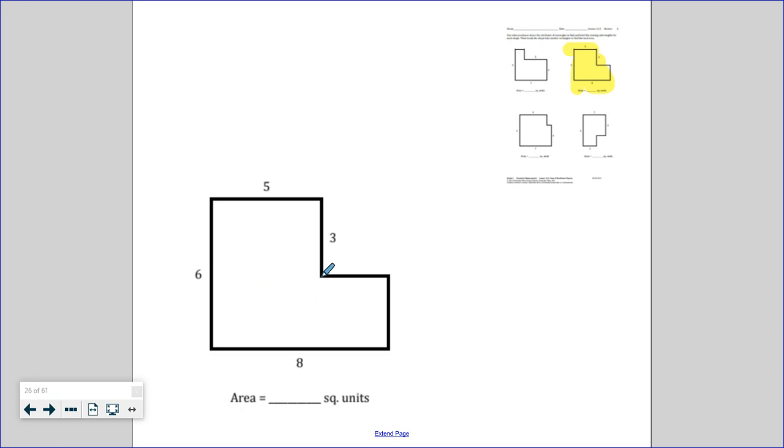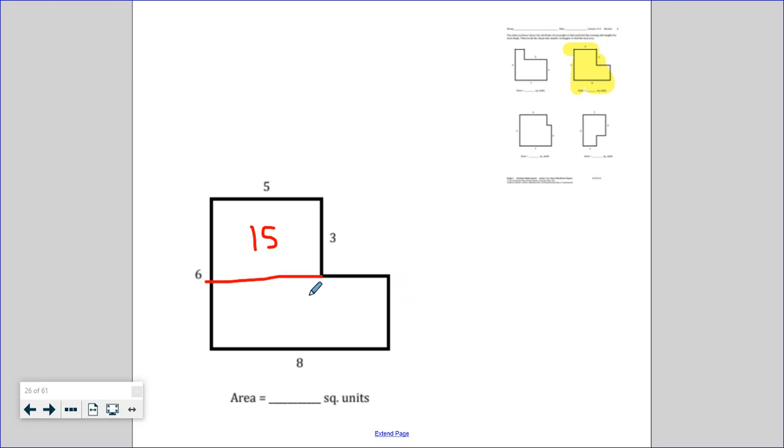So here, I am going to partition like this. I don't know why my lines always want to go down like that. Okay, let's start at the top. This is 5 and this is 3. Oh, so we have the side lengths we need for this part of the rectangle. 5 times 3, that's going to be 15. Okay, now here we have a side of 8, but I don't know this side, do I?